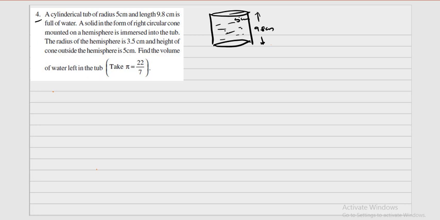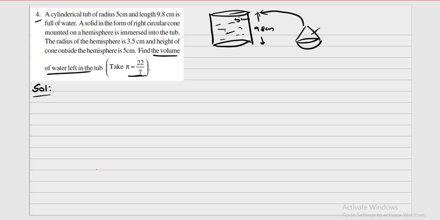So since it is filled with water and there is one particular toy, in the shape of a cone surmounted on a hemisphere, he has immersed this into it. When you immerse it into the water tub, whatever the volume of the toy, that much amount of water will be spilled out of my water tub, right? And finally, what is it asking you to find? Find the volume of water left in the tub. So you need to find the water that is left inside the tub.